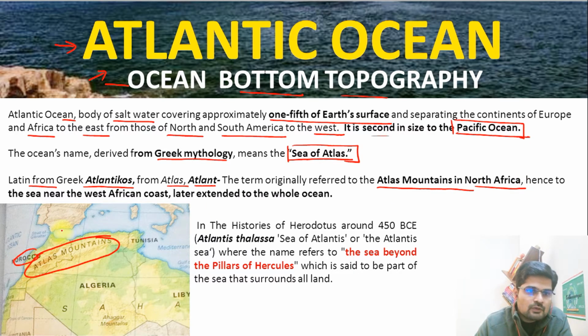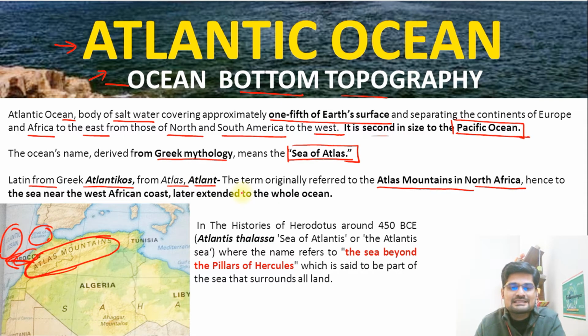Here is Morocco. Here you have the Strait of Gibraltar, right? So this is one place where you have this Atlantic Ocean. This is just adjoining to the Atlas Mountain. That is how the connection is, that this was just the sea near this particular Atlas Mountain, and later on it was referred to as the Atlantic Ocean on the same basis.